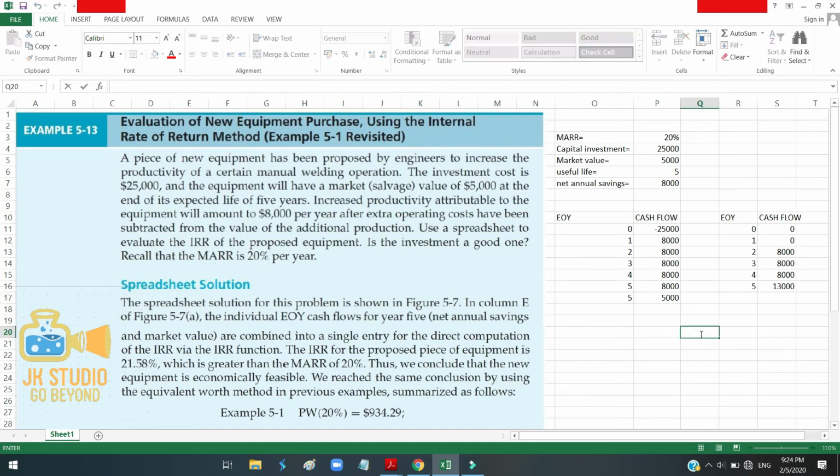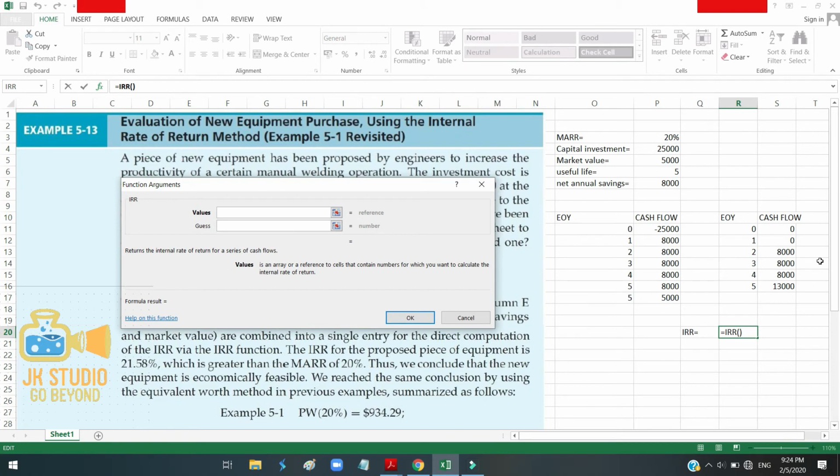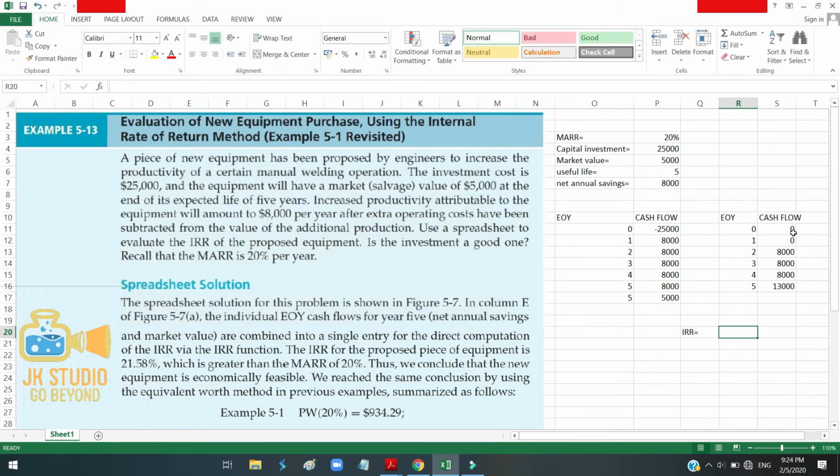So we can now find the IRR. IRR is equal to a function: go to auto sum, more functions, and then we type IRR. Wait, the zero year we have not yet changed, we need to change this first, very important. So this one equals this, and this one equals this.